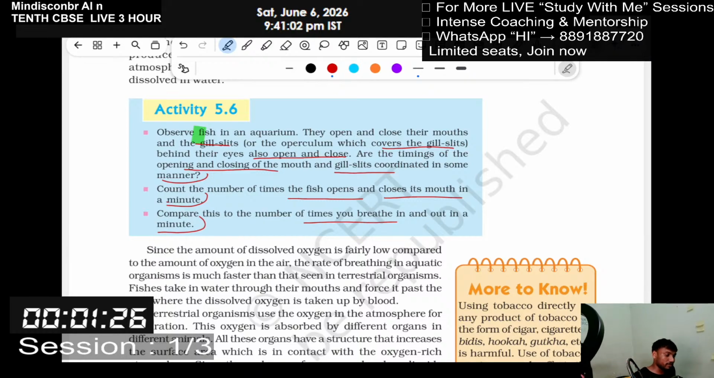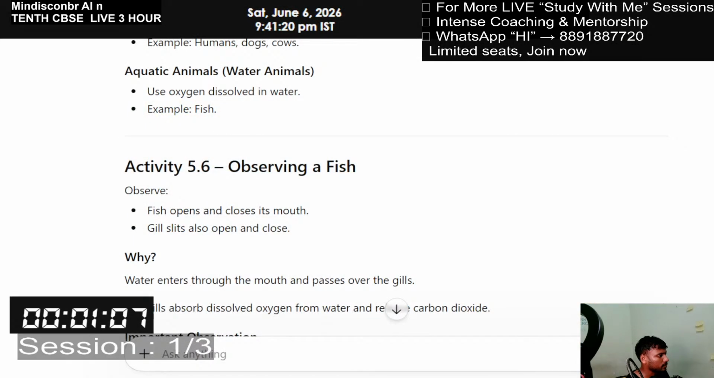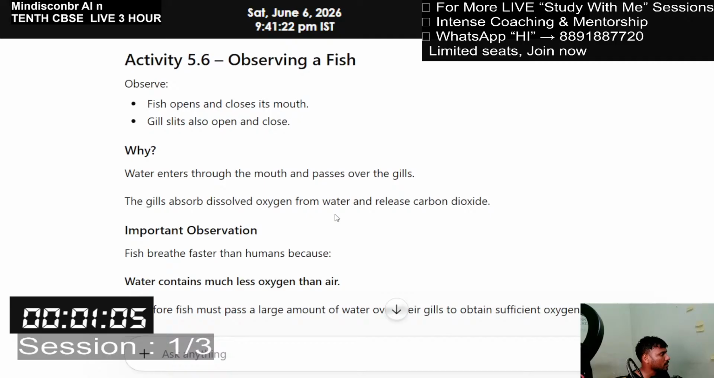Okay, that's a good activity. How many of your houses have an aquarium? Then observe or do this activity carefully. Observe the fish opens and closes its mouth. Gill slits also open and close.